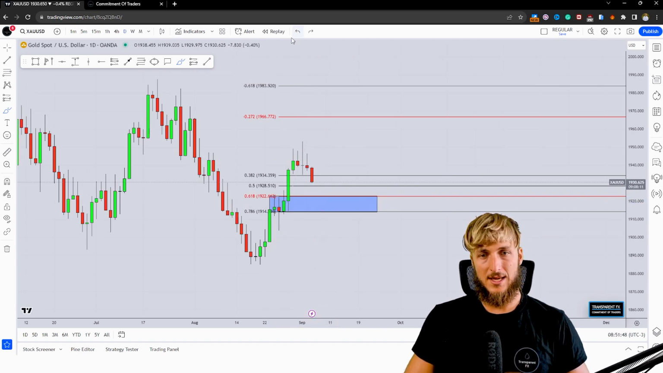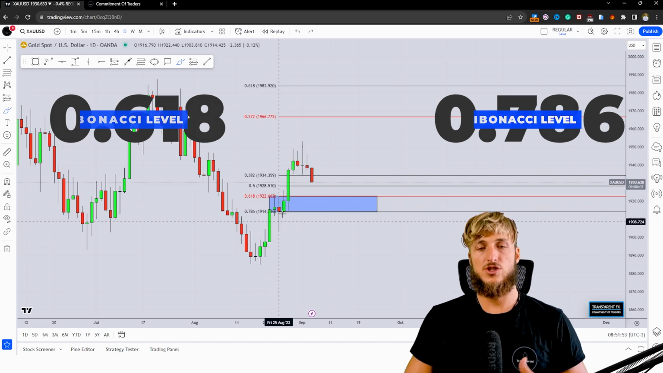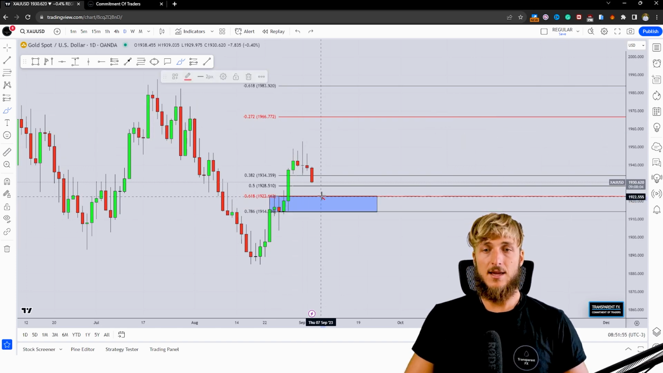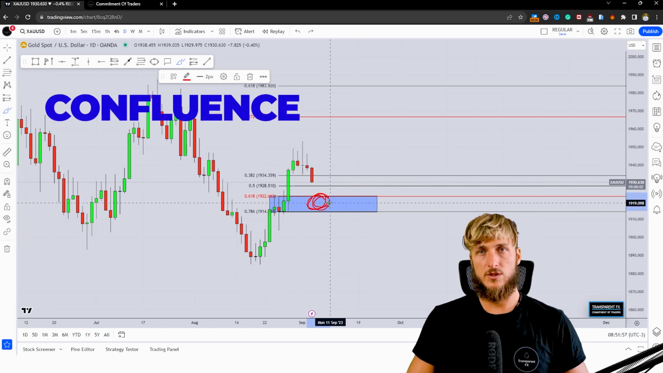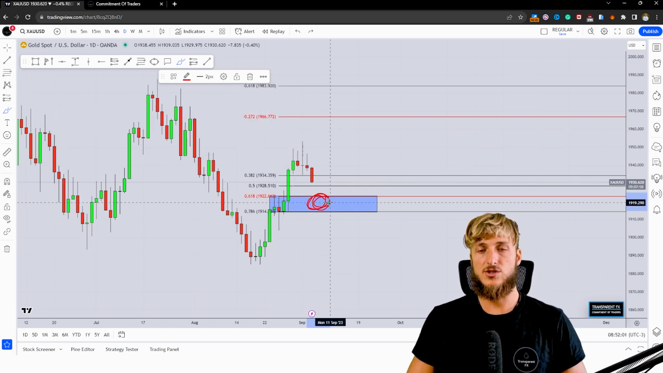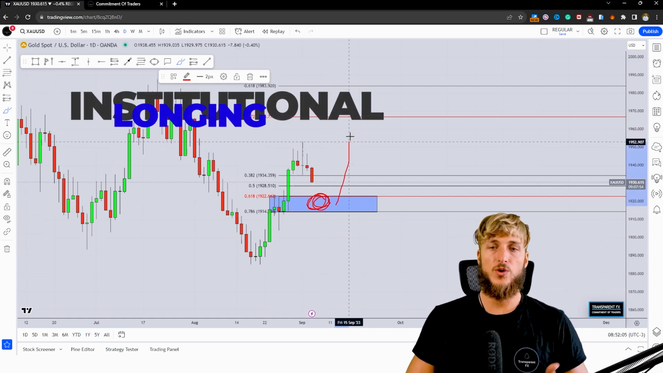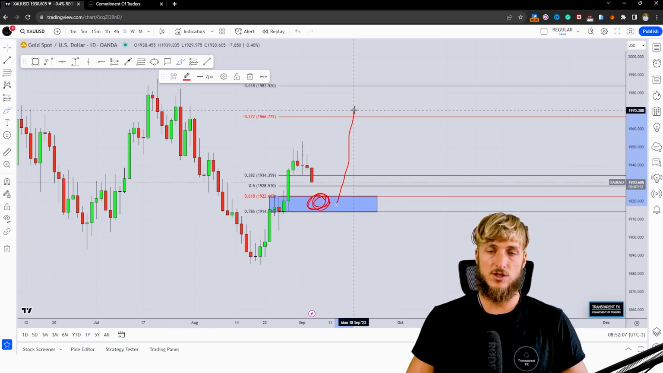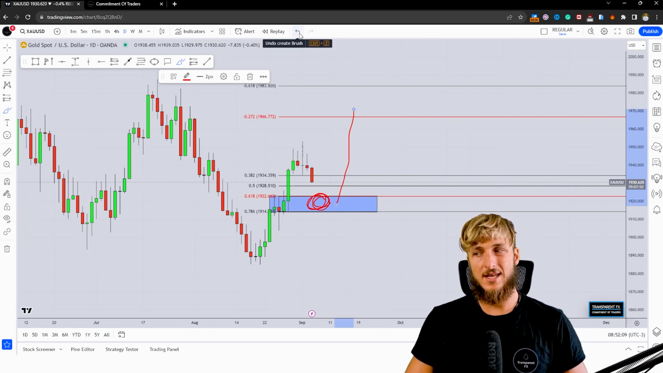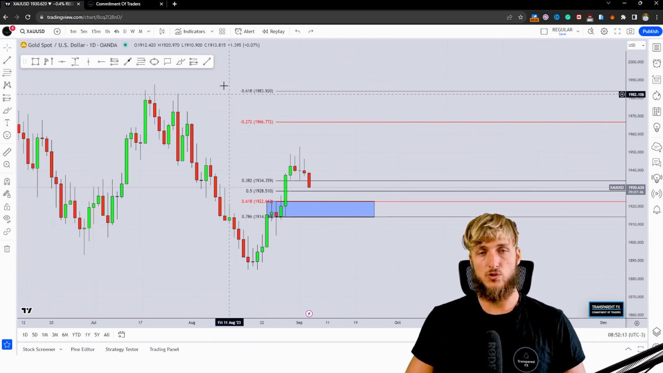exactly in between the 0.618 and 0.786 of the Fibonacci taken on this impulse leg, meaning that we actually have confluence of support inside of this area, inside of which we have good probabilities of seeing more institutional longing, which at that point would further increase the probabilities of a potential rejection to the upside away from the area. Now, why do I say more institutional longing?